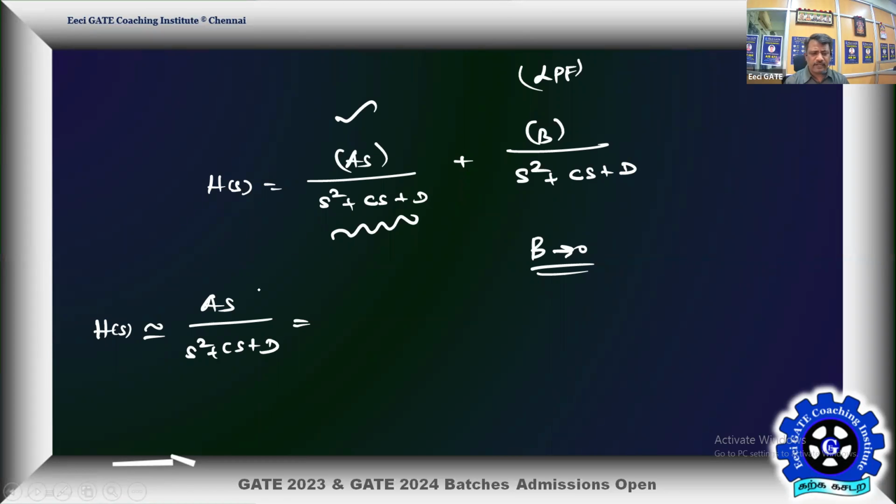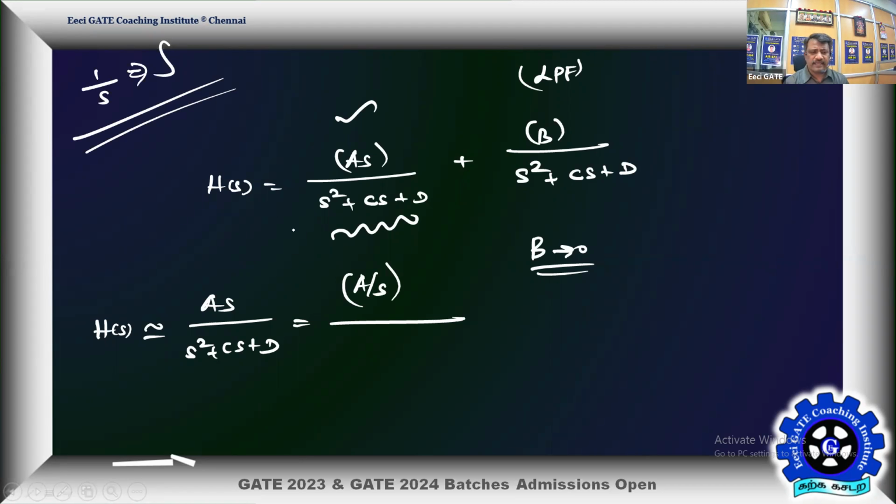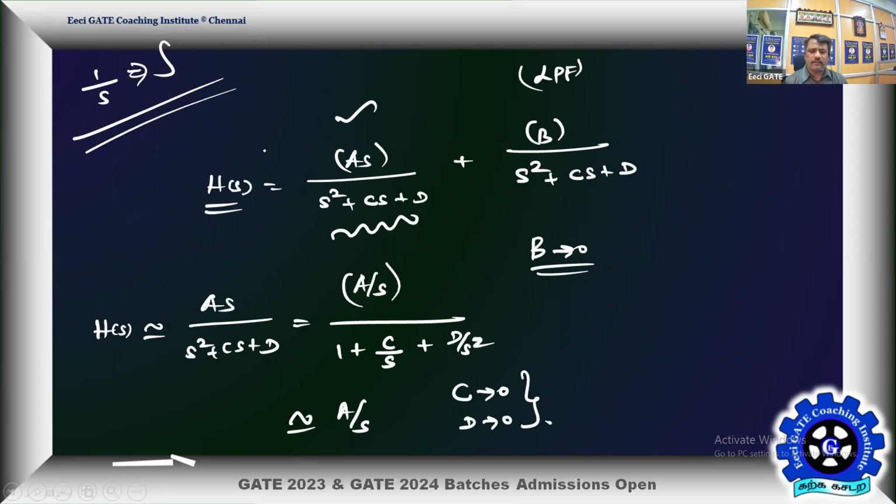Now let me divide numerator and denominator by S square. The numerator becomes A by S. That's desired, because 1 by S is an integrator. I wish to configure this H of S as an integrator. Is it possible or not? That's my question. So it is A by S, and the denominator becomes 1 plus C by S plus D by S square. So this can be closer to A by S when C is closer to 0 and D is also closer to 0. Under this condition, I can configure my narrow bandpass function as an integrator as well.